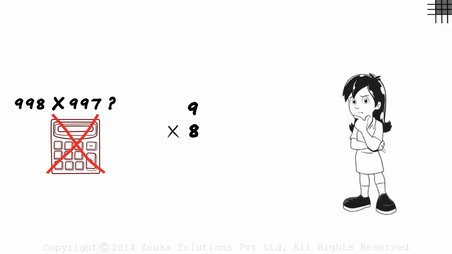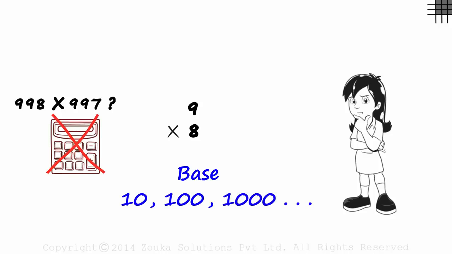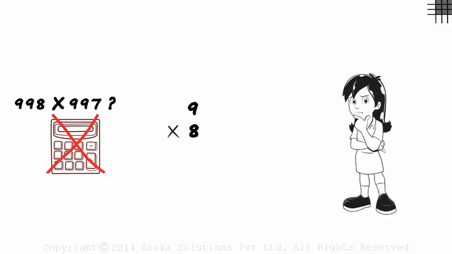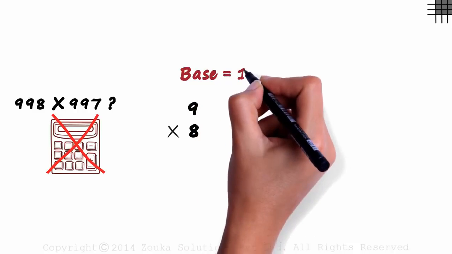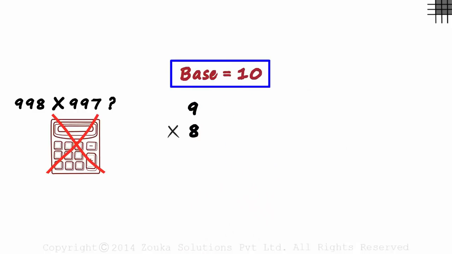We use the concept of base to solve multiplication problems quickly. And bases are generally powers of 10, like 10, 100, 1000 and so on. When we are given the multiplication problem, the first thing we should ask ourselves is, which base is close to both the numbers? Here, both numbers are close to 10, so we can say that the base is 10. Once the base is decided, life becomes really easy.